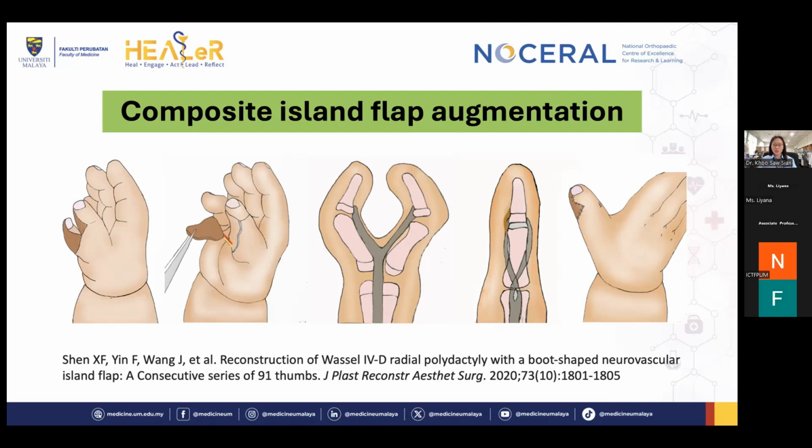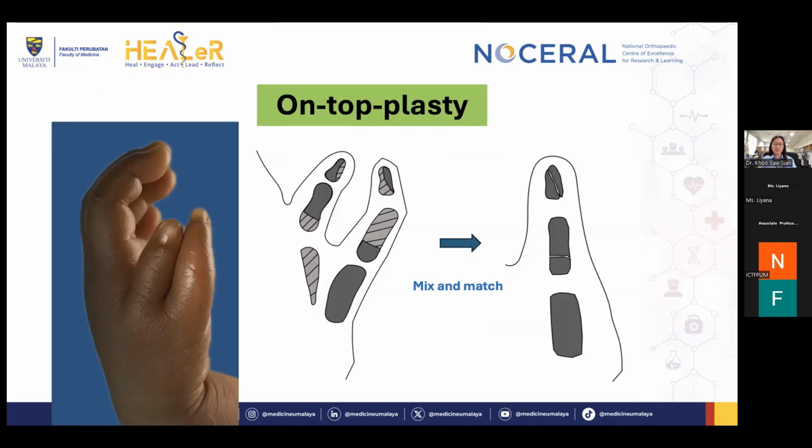In this case, which is a type 4D deformity, the surgeon also needs to rebalance the flexor tendon. Commonly in some cases this is not done, which will cause residual deformity. In some cases where neither option is good enough, we might combine them, and it's called on-top plus A, or I call it a mix and match procedure.